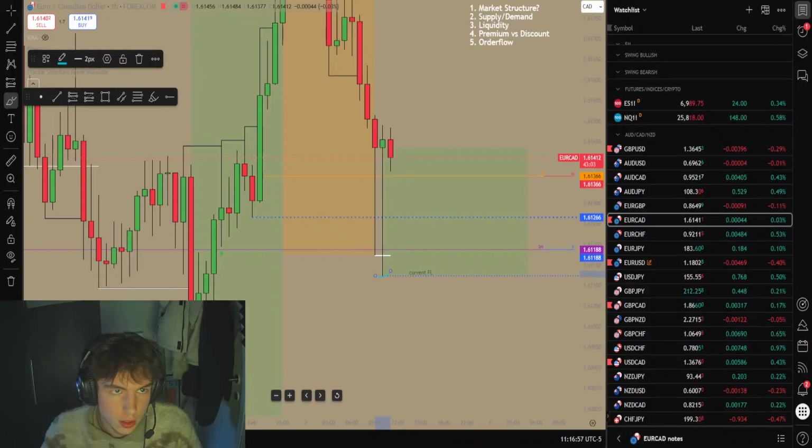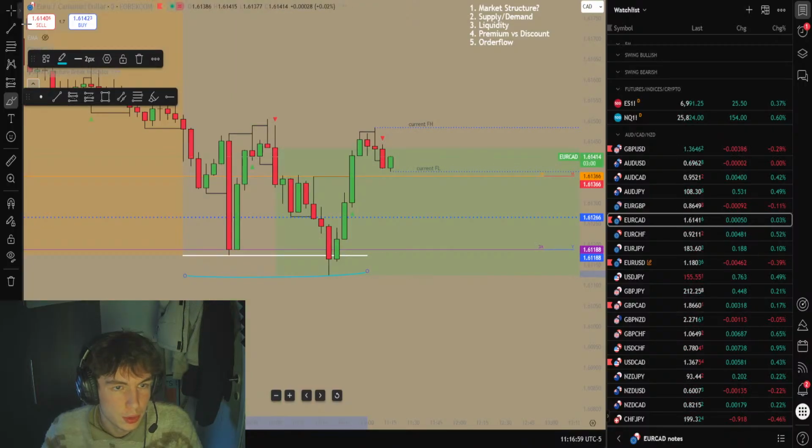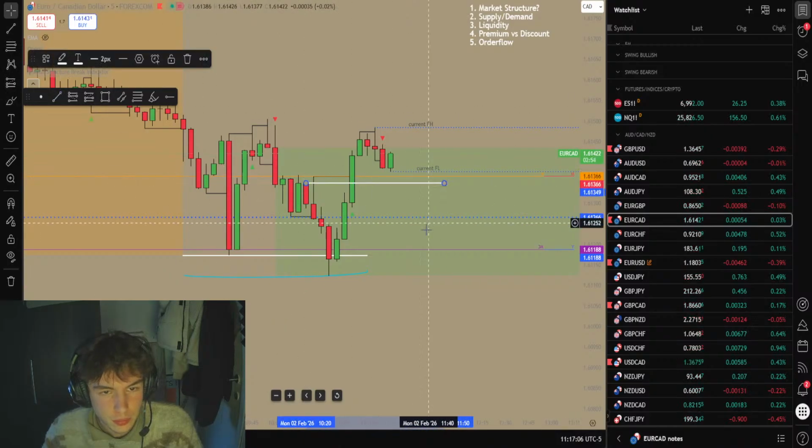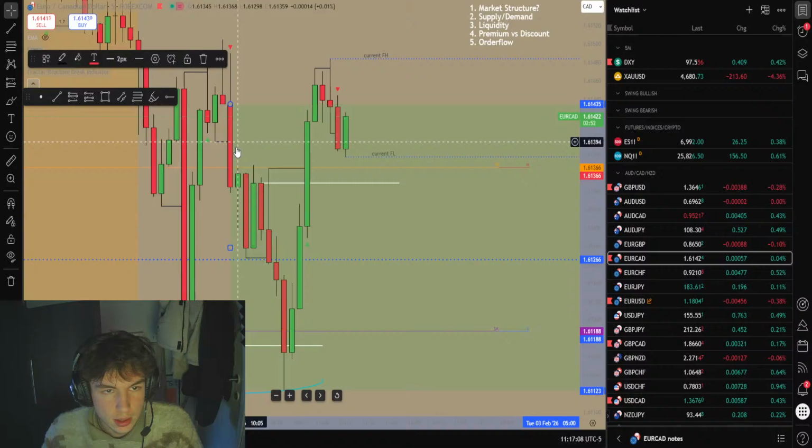The 5-minute correlates to the 1 hour, so let's drop down to the 5-minute. If we have a change in the state, we know that it is a confirmed order block. So we can see here, we are within this wick.